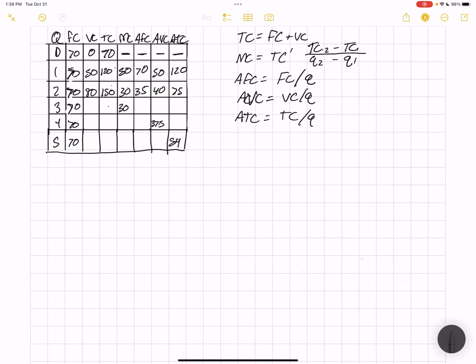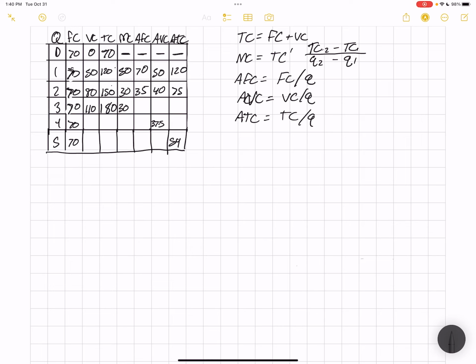So 150 plus 30 equals 180. So we know our variable cost is going to be our total cost minus our fixed cost, so 180 minus 70, which is 110. Our average fixed cost is our fixed cost divided by our quantity, so 70 divided by 3. So you can just put 70 over 3, or you can solve that out further if you want to. On the test, it's not going to make a difference.